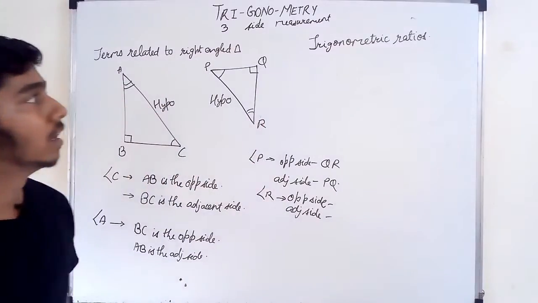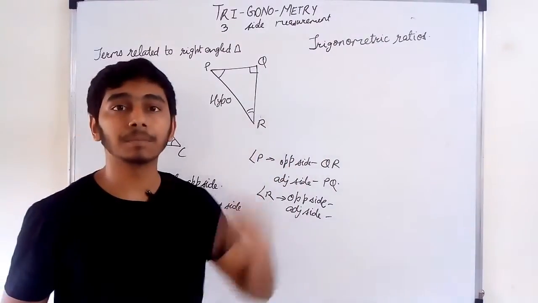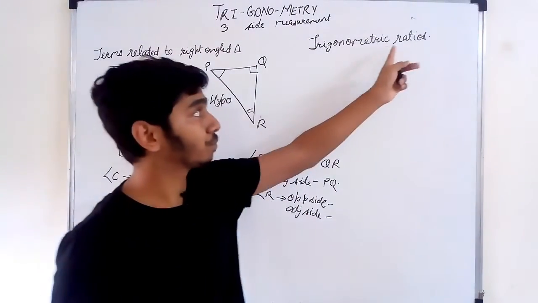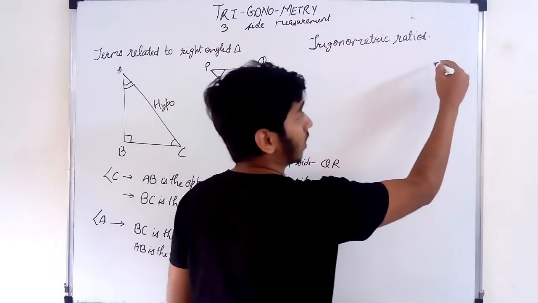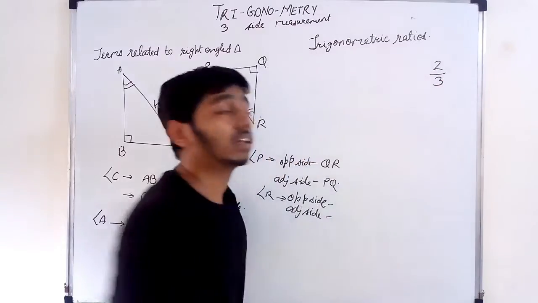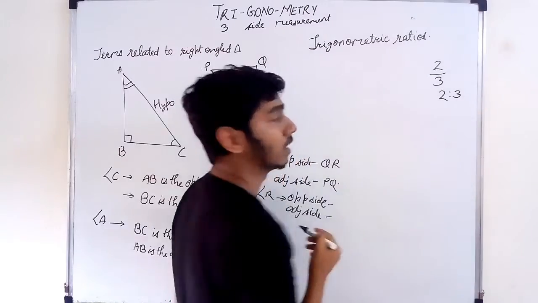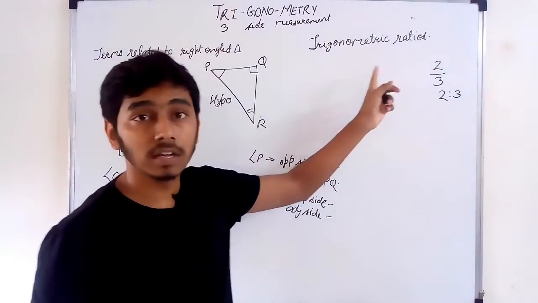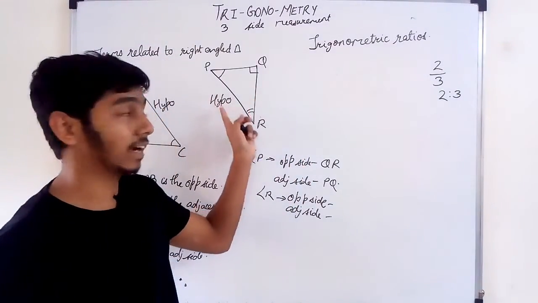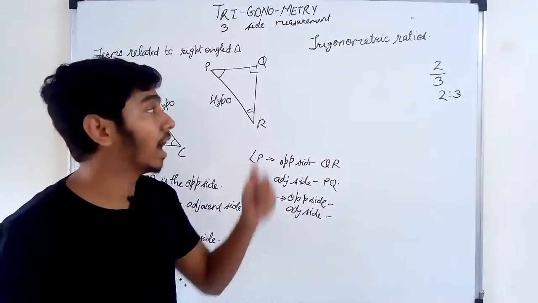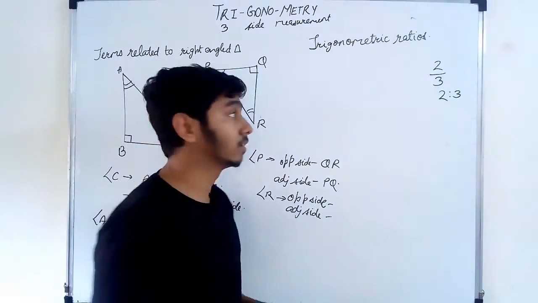So let's see some trigonometric ratios now. You know ratios mean something upon something. Like if you say 2 upon 3, this is a ratio, which is 2 is to 3, correct? So we are going to learn the sides. One of the sides will be divided by the other side, and we'll see the ratios of them. Let's start and you'll understand it better.